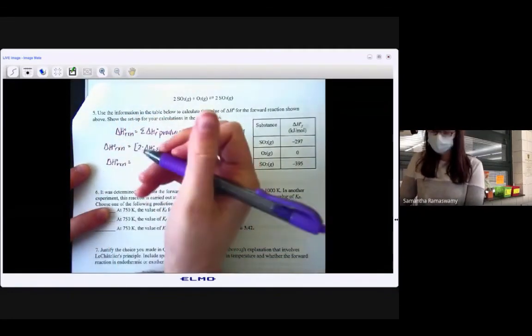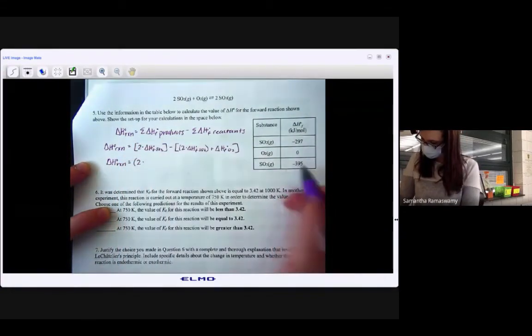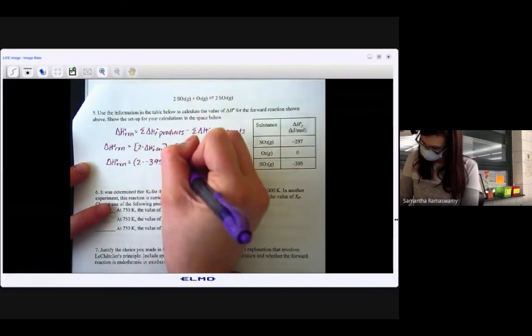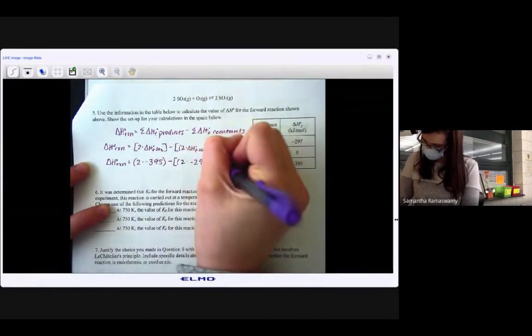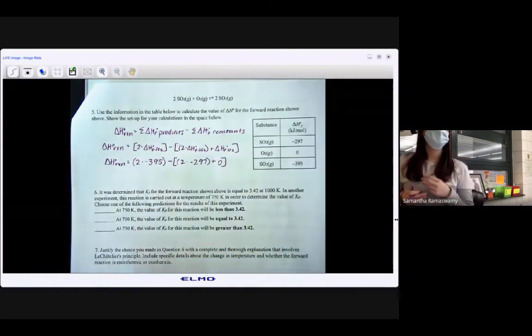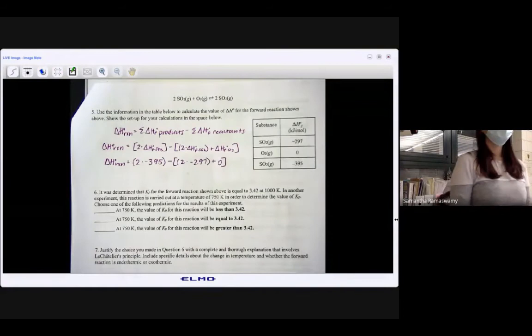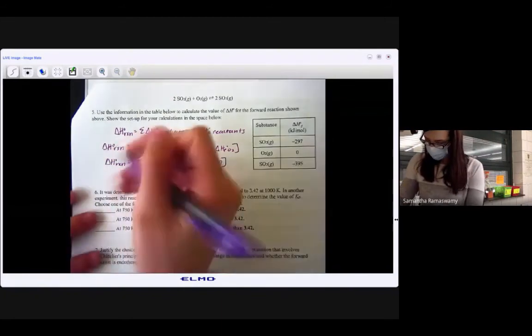So, delta H of reaction, 2 times SO3 is negative 395, minus 2 times negative 297, plus 0. They could have not given us oxygen, but remember that the heat of formation of any element in its most stable state is 0. That's why oxygen is 0. Oxygen cannot be formed from its elements because it's already an element. And then I can plug everything in.